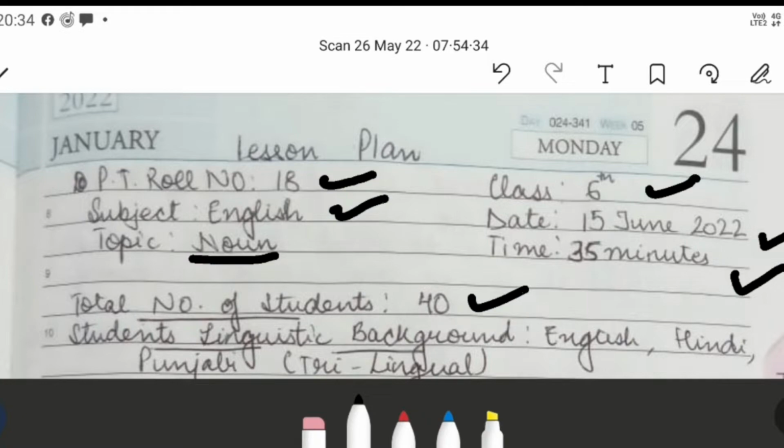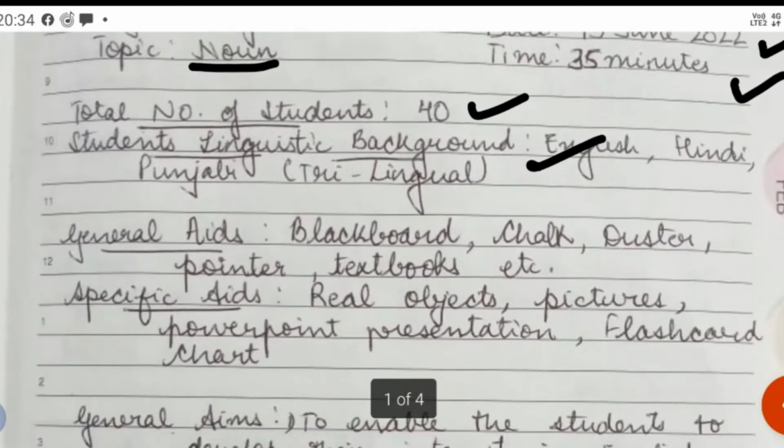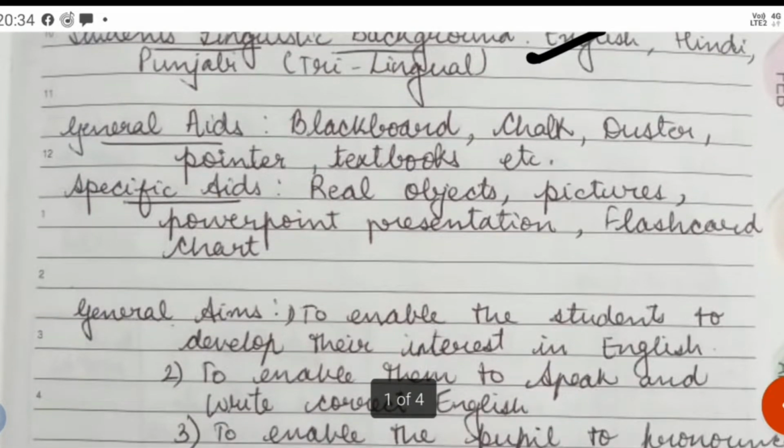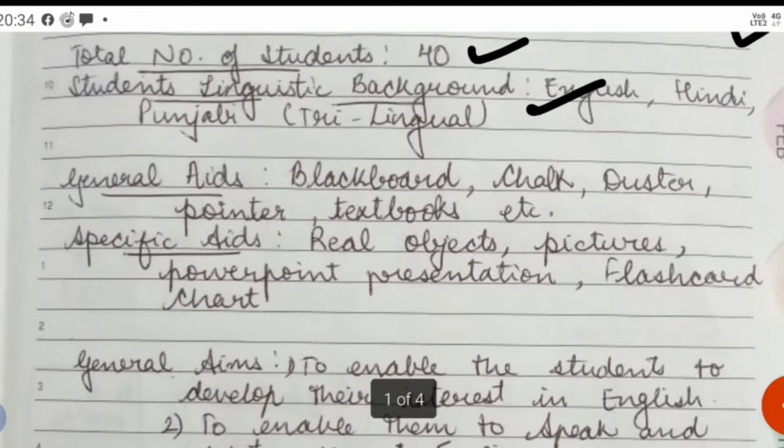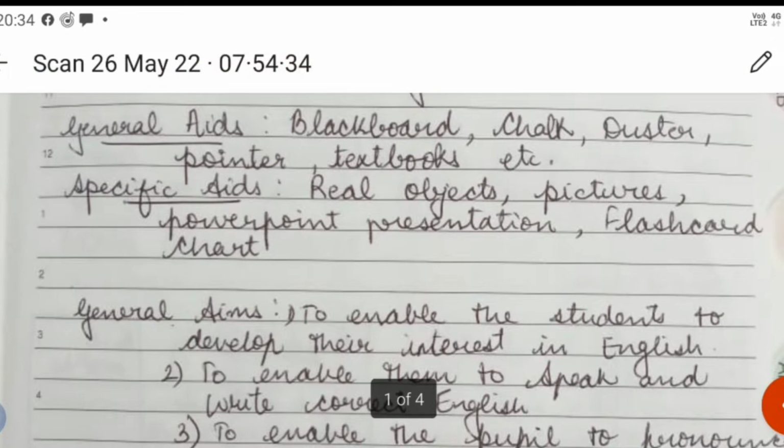So students' linguistic background, like I am from Punjab, so the students have the knowledge of English, Hindi and Punjabi. So I have written that. If you are from other state, you can write as per your need, right? Okay, then scrolling down, general aids. Okay, so first we are going to talk about the general aids.